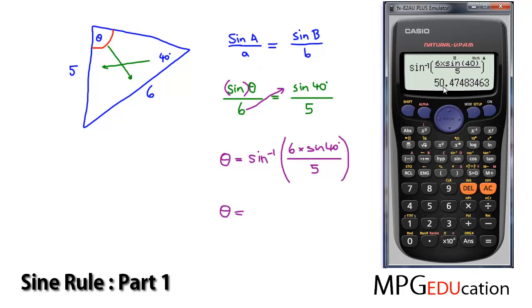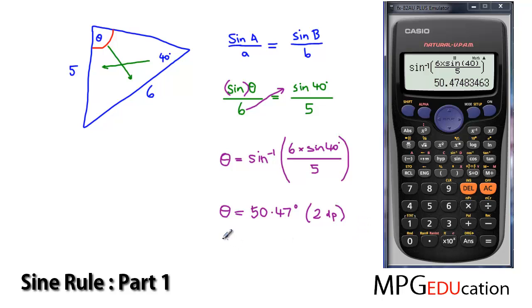This angle is equal to 50.47 degrees, and that's two decimal places.